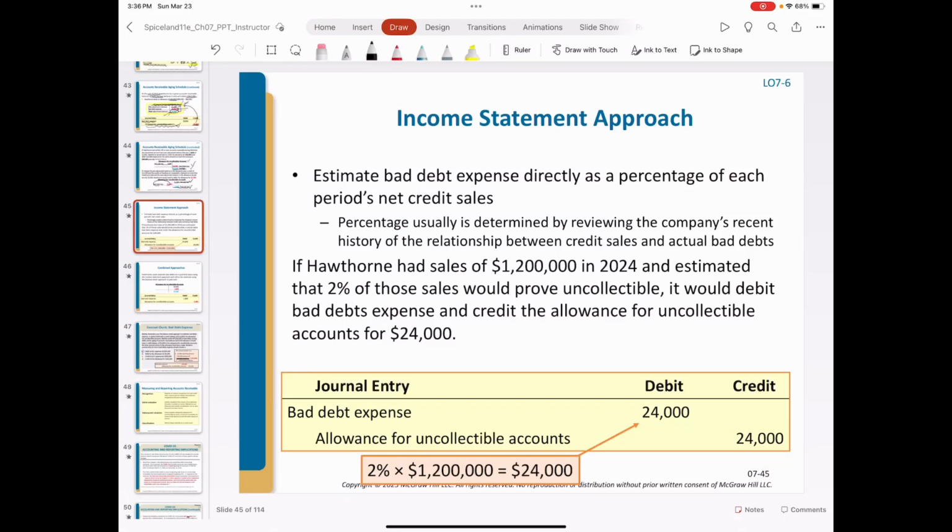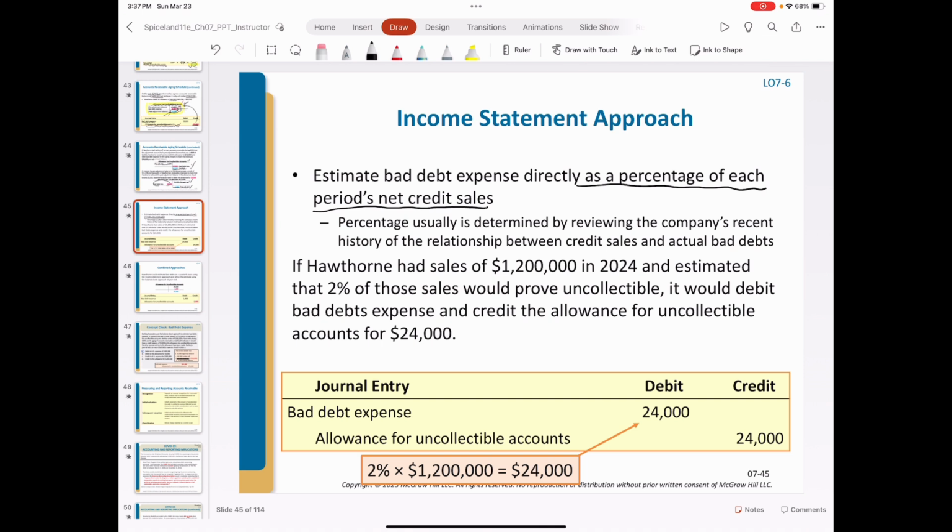Another method is the income statement approach. In this approach, we use a percentage of credit sales. The company may estimate what percentage of credit sales will default or finally become bad debt. This method provides the direct amount of adjustments.